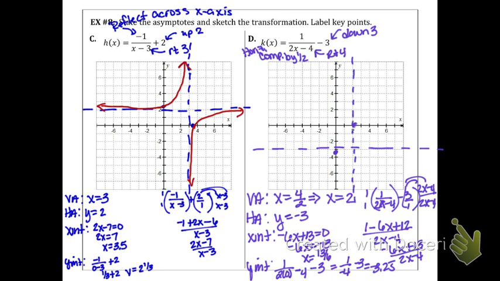There was no reflection, so we know it's going to be the bottom left and the upper right. All right, so there's our graph on that one.